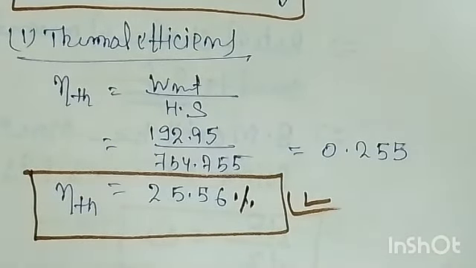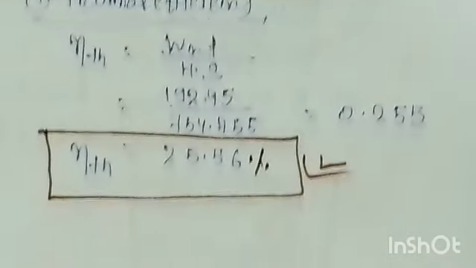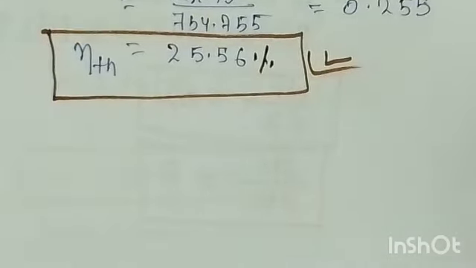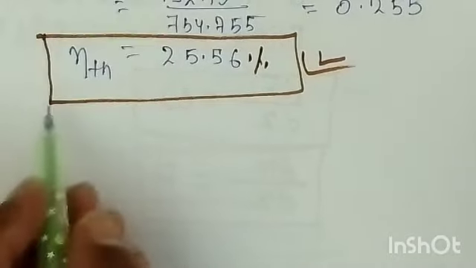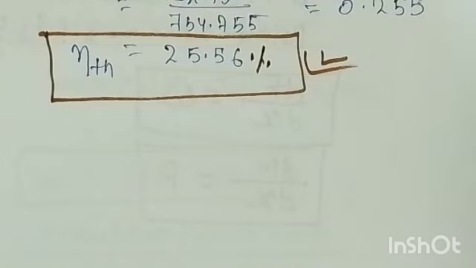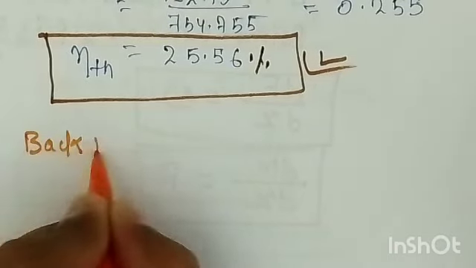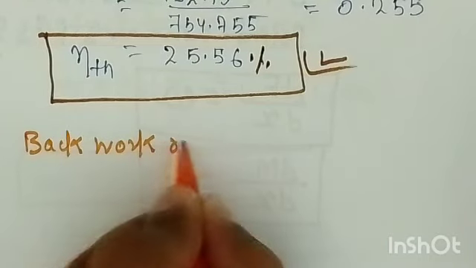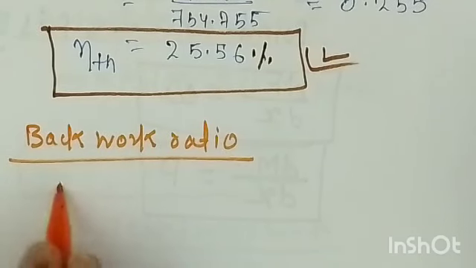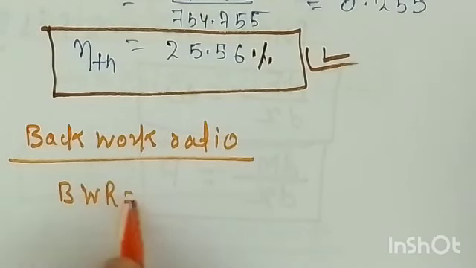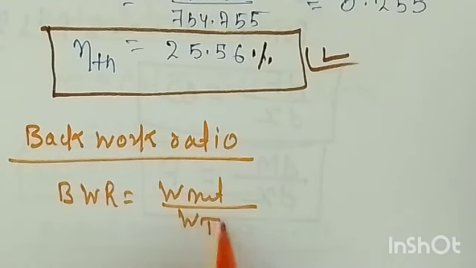The second part we have to find is the back work ratio. So the back work ratio is what? The back work ratio is nothing but the net work by turbine work, right? So we can say here that second we have to find the back work ratio. We can write in short, BWR is equal to W net by turbine work, right?